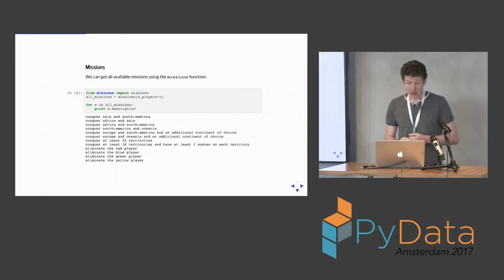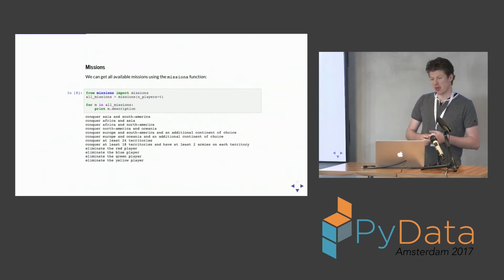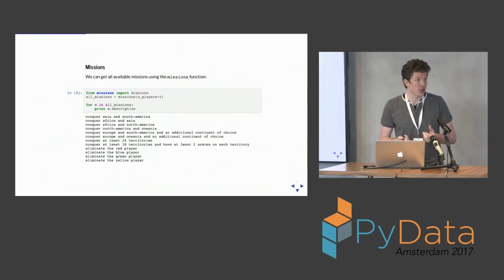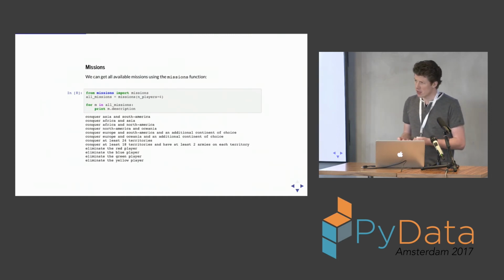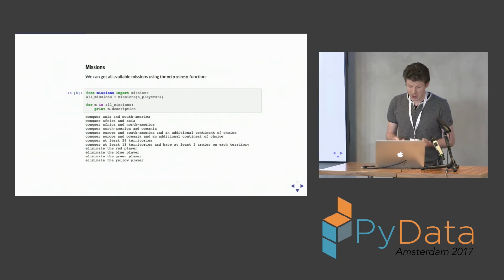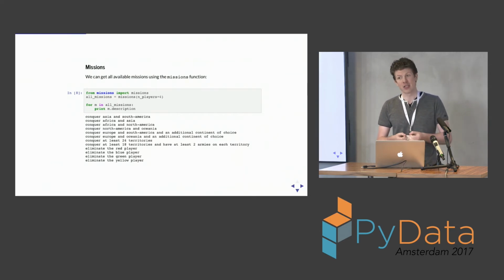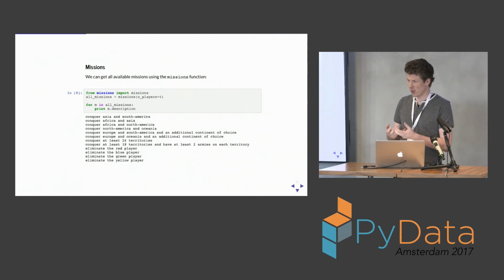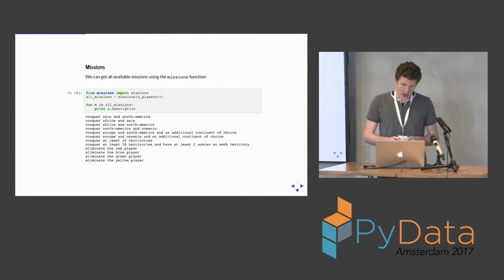So then there's the missions. I made a missions function that returns all the missions for a given number of players. The missions actually depend on the number of players because, like you can see at the bottom, there are also missions that say eliminate another player. And of course, these players need to be actually in the game for the mission to be there. So these missions, you can get them using this function.